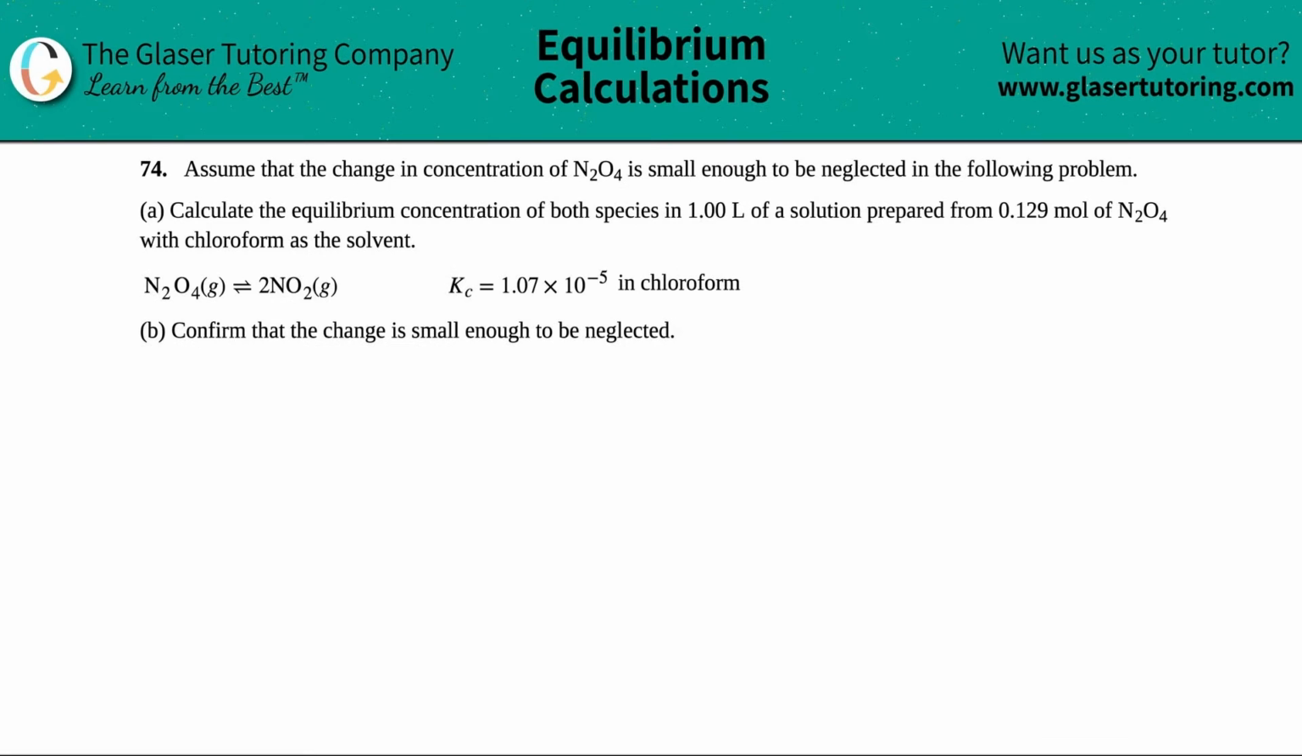Number 74, assume that the change in the concentration of N2O4 is small enough to be neglected in the following problem. Then we have letter A. Calculate the equilibrium concentration of both species in 1.00 liter of a solution prepared from 0.129 moles of N2O4 with chloroform as the solvent. And then they give us this equation with the Kc value.